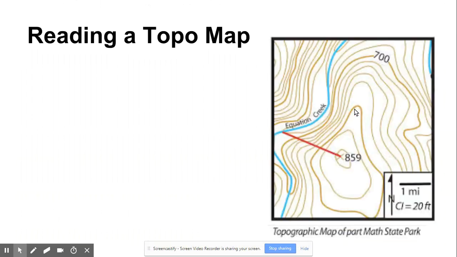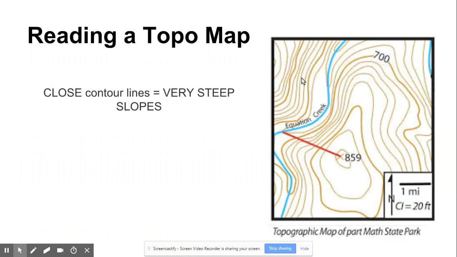So contour lines show very steep slopes and very gradual slopes. When you see contour lines that are very close together, that means that it's a very steep slope. So if you look right here, they're very close together. That means that the mountain itself is very, very steep.